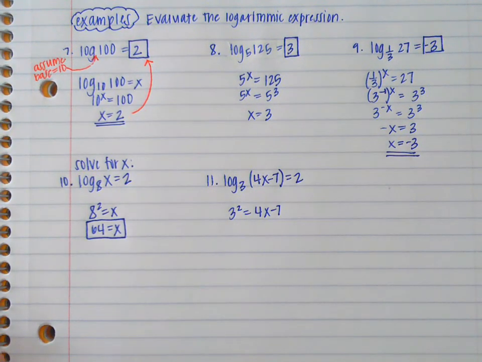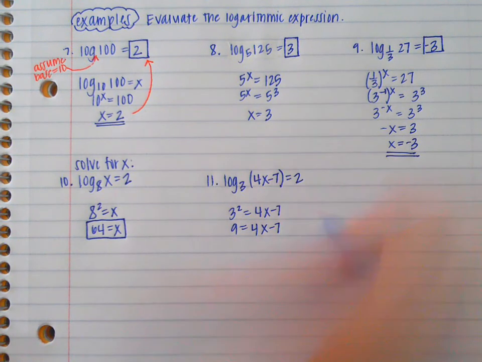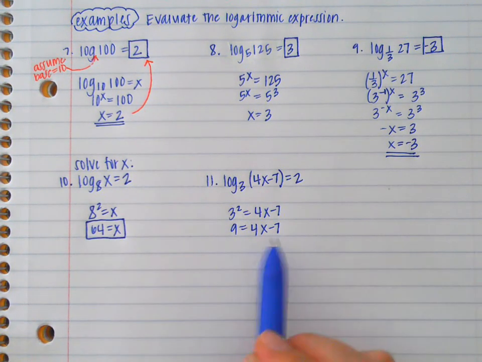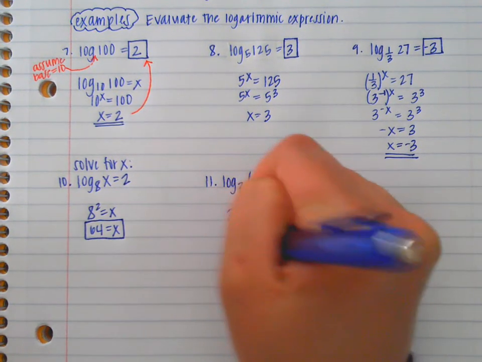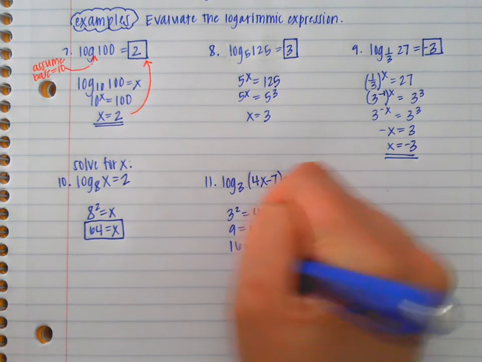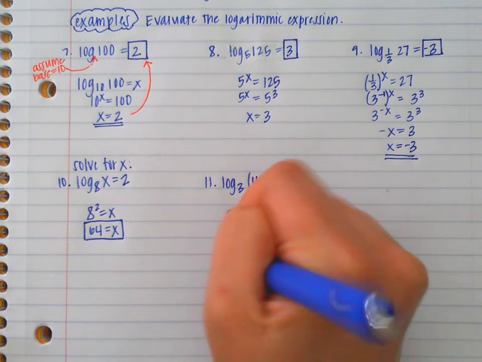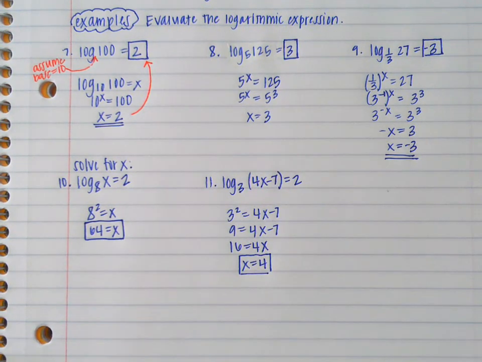And now that's a pretty straightforward problem. We know 3 squared is 9. And I can solve from there. I add 7 to both sides. To get x by itself, I divide both sides by 4. And I get x is equal to 4. And that's my answer. I've solved.